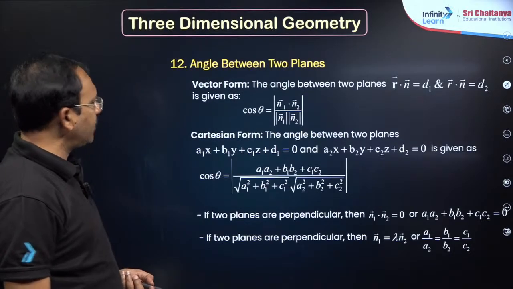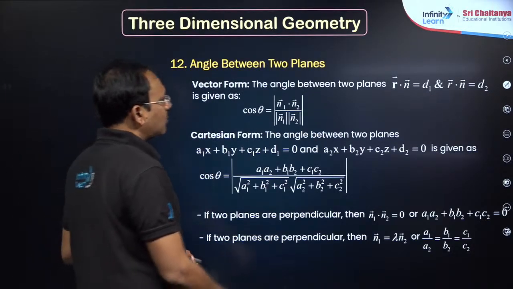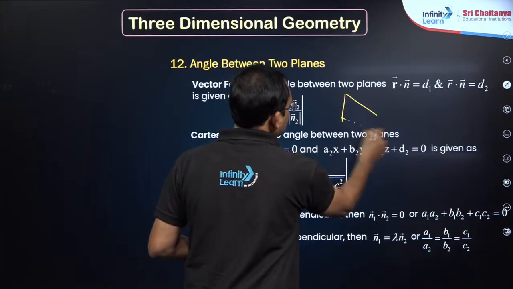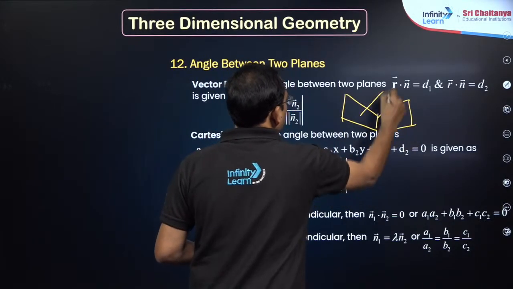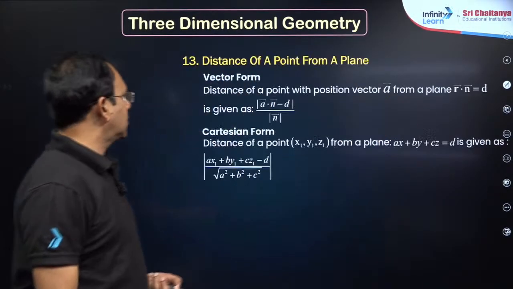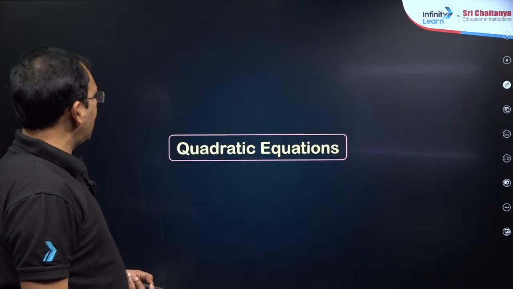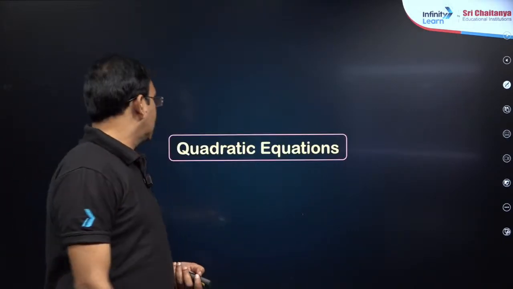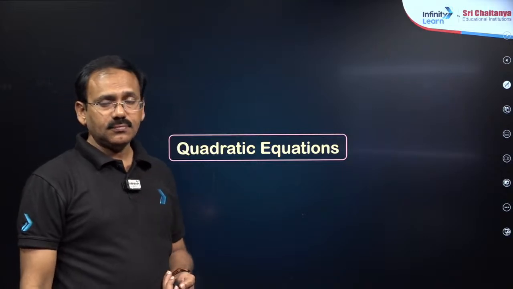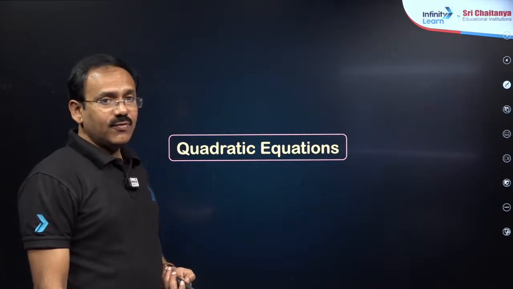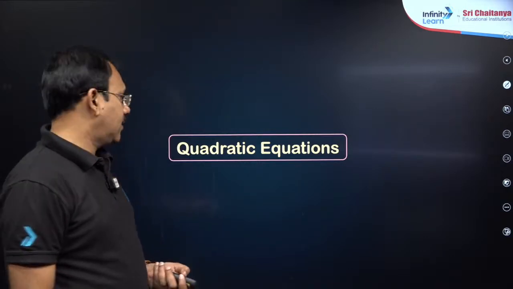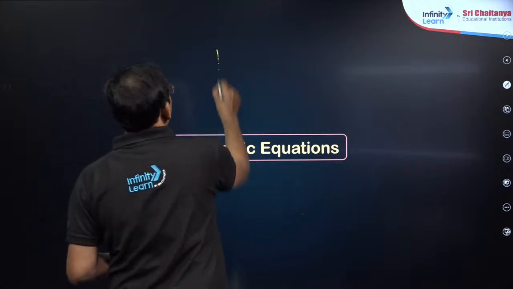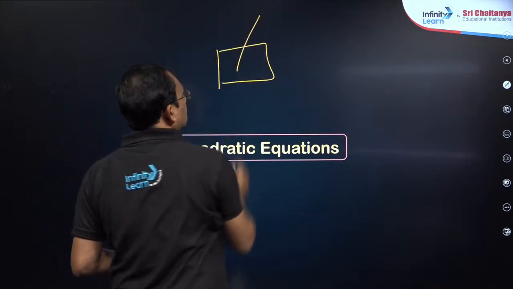Angle between two planes means angle between their two normals. Two planes are given, the angle between them means angle between their normals, right? Fine, anyhow you will get again. Angle between plane and line will be there, angle between plane and line in the sense, yeah.